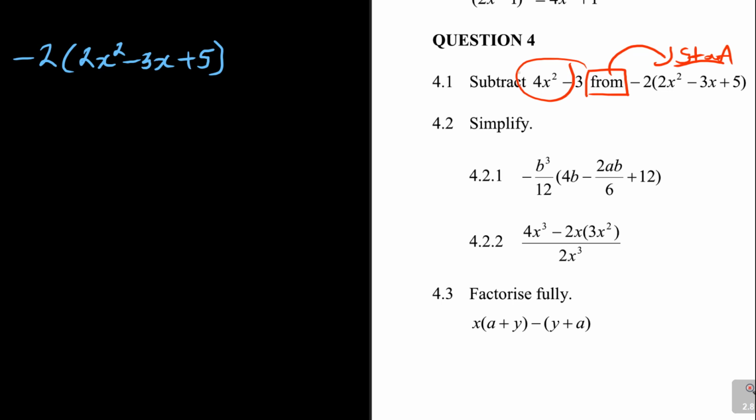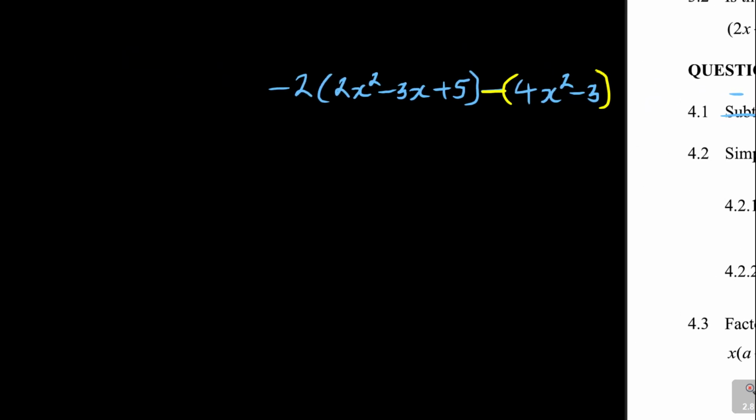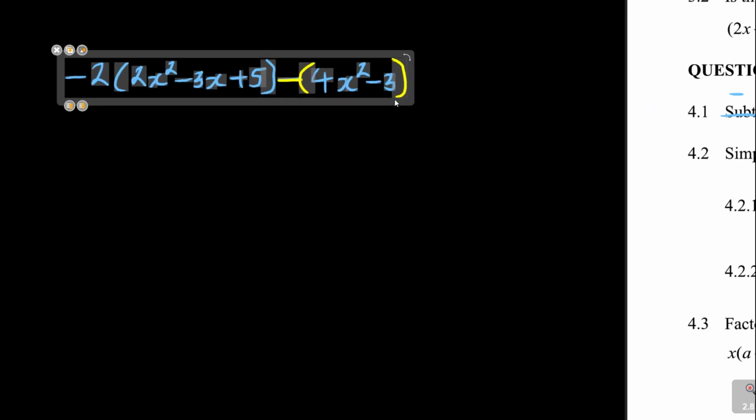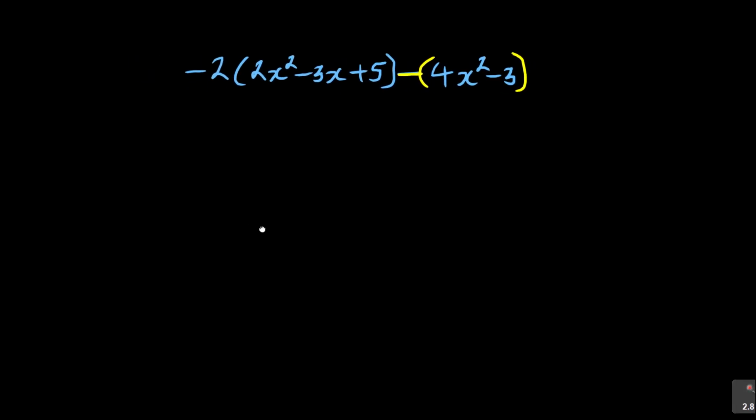From this one, subtract. What does subtract mean? Minus. So minus. Subtract what? Subtract this guy here, 4x squared minus 3. But everything you're doing, very important. I'm just going to show you like this. When they say subtract, when you say a minus, also put a bracket here. If you don't, everything will be wrong. So did you see that? What I did there is very important.